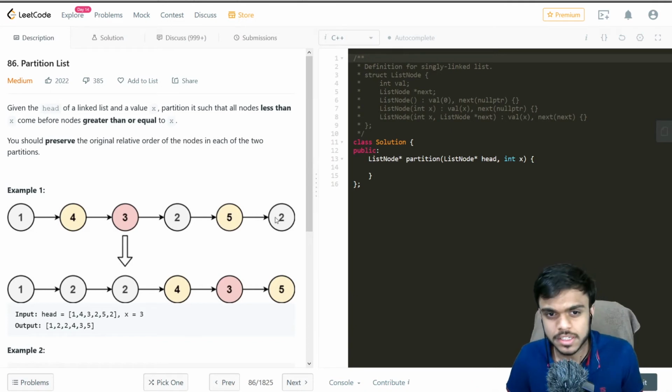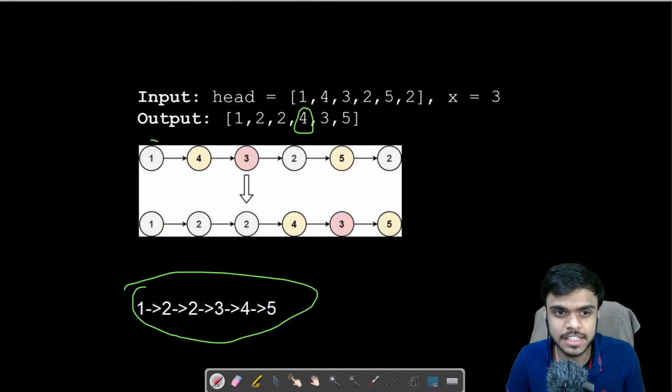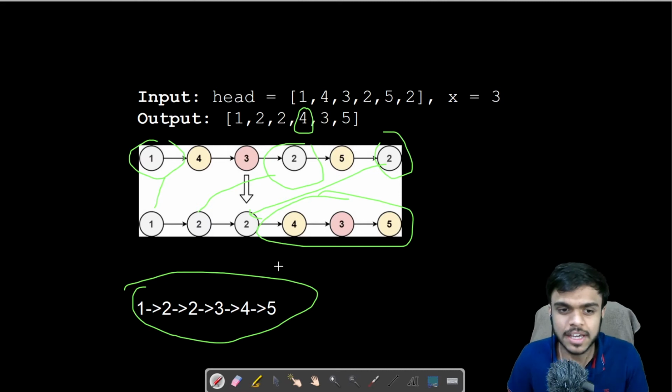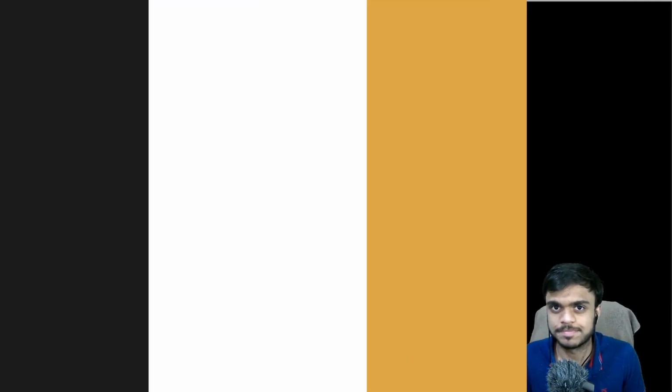So in this linked list, what are the nodes that are less than x? They are definitely 1, 2 and 2. Okay, so these are coming first, and then whatever nodes are remaining are just attached at the end. That's it, which is why the other output is wrong and this is the expected output.